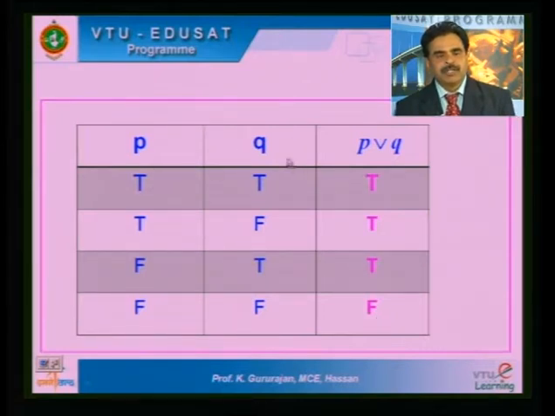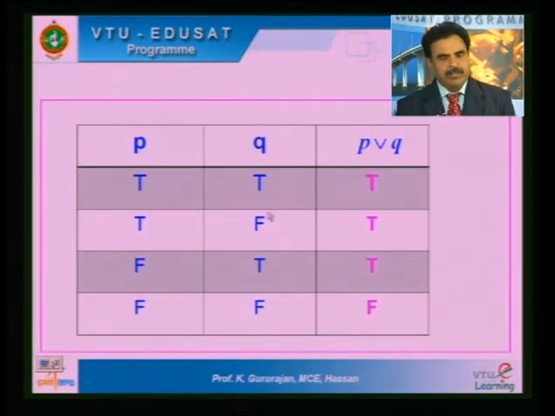Truth table. So, truth table means it is a tabular representation of what? Truth values of the simple proposition as well as the compound proposition. Remember, if anybody asks you what is your truth table, it's a tabular representation of the truth values of the individual propositions and the compound propositions.